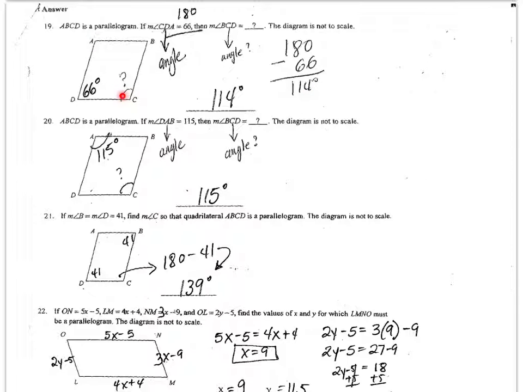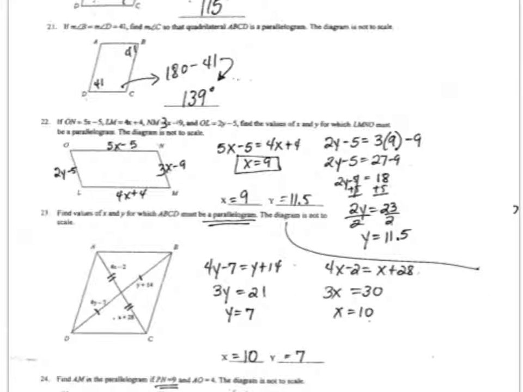Okay? Number 20, the answer is 115. Because, again, here, A is supposed to be opposite to C, so they're supposed to be congruent. So it's the same, 115. Number 21, the answer is 139. Because they're saying that the measurement of angle D is 41, and C is supposed to be the supplement of that angle. So it's 180 minus 41, which is 139.